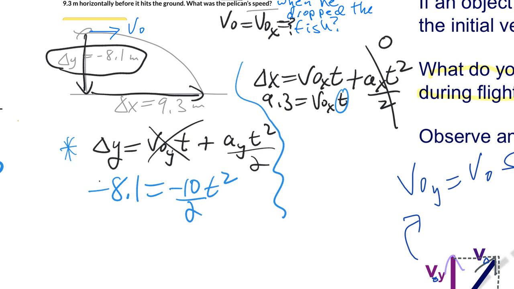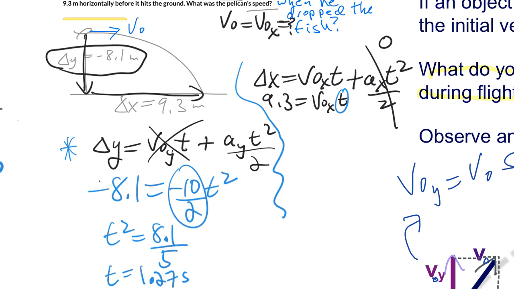Okay, so t squared equals 8.1 divided by 5. The negatives canceled out. I made that 5 right there, negative 5. So t is equal to square root of 8.1 divided by 5, which is 1.62, and then square root that, 1.27.